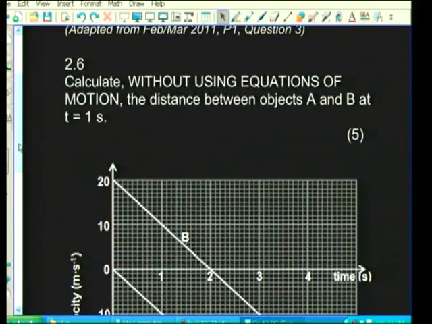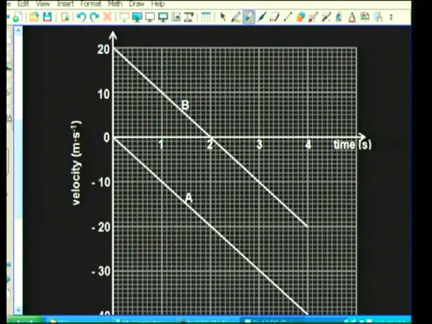Calculate without using equations of motion. Now they're being specific here. They are guiding you towards answering this based on the information on the graph. Calculate without using equations of motion the distance between object A and B at t is equal to 1 second. Now, if I have a quick look here, from t is equal to 1 second, A and B are going at quite different speeds, and remember, one was going up and the other was going down. B is still going up because it's still got a positive velocity, and A is falling down, getting to a maximum of negative 10 meters per second squared.